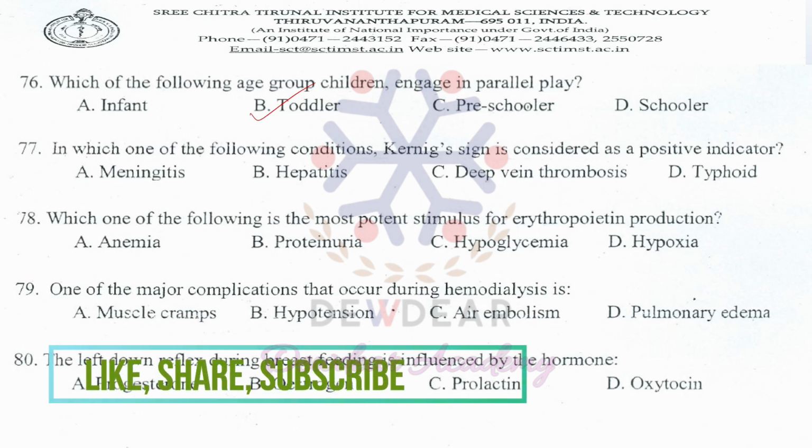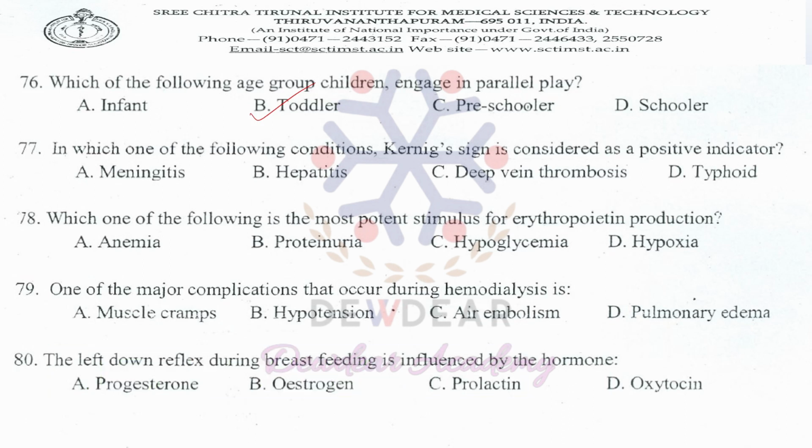Then next, in which one of the following conditions is Kernig's sign considered a positive indicator? Options are meningitis, hepatitis, deep vein thrombosis, typhoid. The answer is option A, meningitis. This is again from neurology.